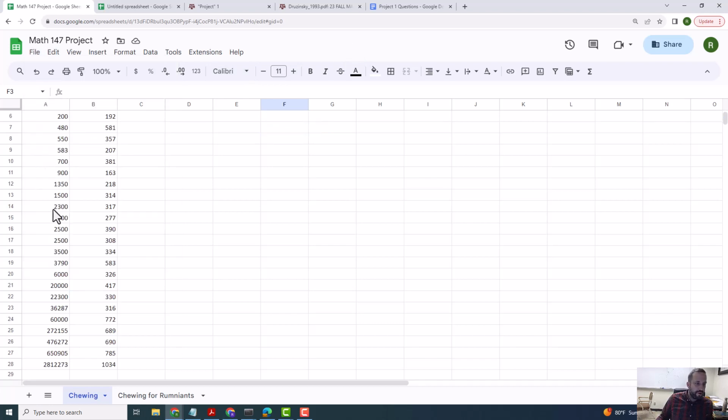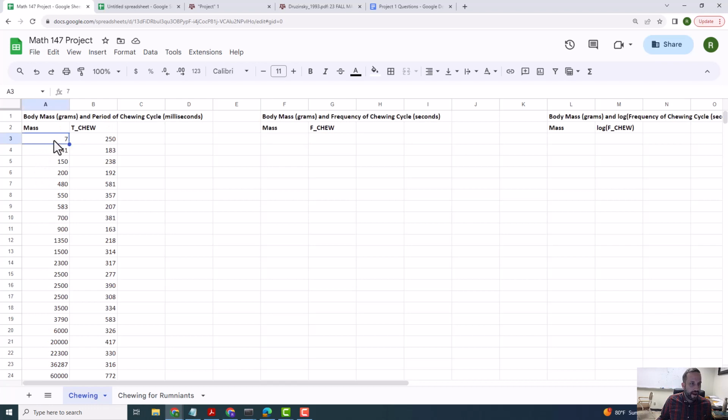Okay, and so I've put all of the data here. We've got the mass in grams going up to here, and then we have the period of the chew. So what you're going to do over here is write the frequency for the chew. How do we do that? Again, it's going to be equal to this divided by 1,000, and then you're going to do 1 over that. So it really just works out to being 1,000 divided by this.